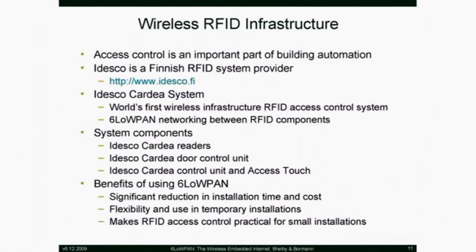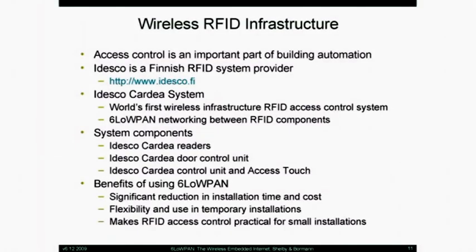One important example I want to give, and this is one that we showcased in the book, is the use of 6LoWPAN in access control. And this is an important one because we did this together with an Oulu region company, Idesco Oy. So Heikki in the back is coming from Idesco. And we showcase this in the book because this is an excellent example of applying 6LoWPAN technology in a building automation type application. So as you all know here, Idesco is a very well-known RFID manufacturer. And they have a product that you can look at on the web. This is called the Idesco Cardia system.